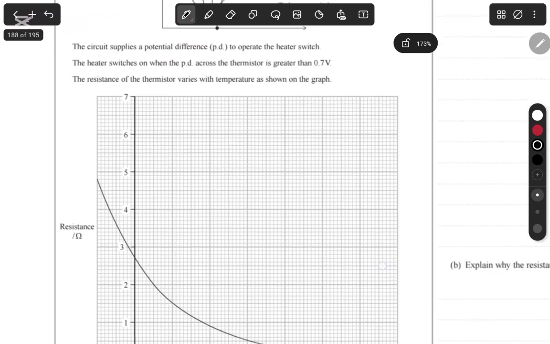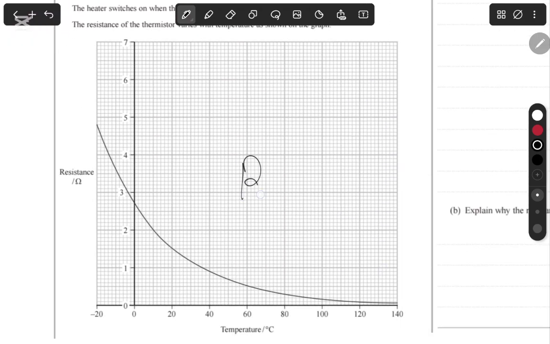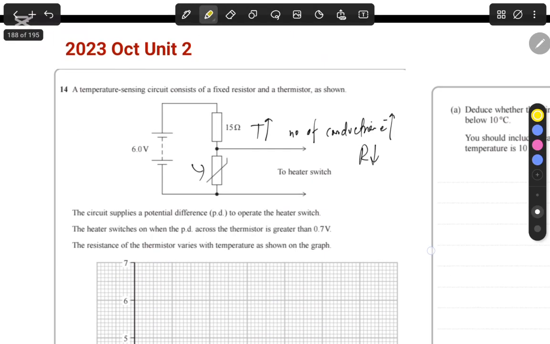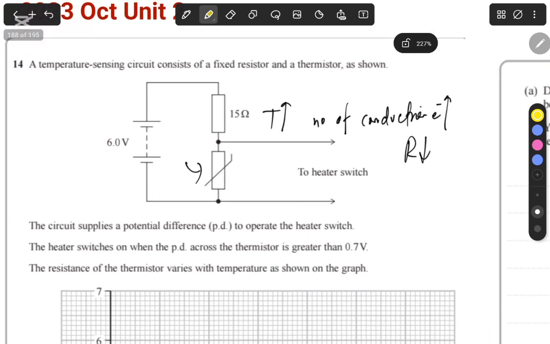Okay, and we can see that graph here as well, that as the temperature is increasing, the resistance is decreasing. Okay, so the question tells us that we have a temperature sensing circuit that consists of a fixed resistor and a thermistor as shown. And then it says the circuit supplies a potential difference to operate the heater switch. The heater switch will turn on when the potential difference across the thermistor is greater than 0.7 volts.